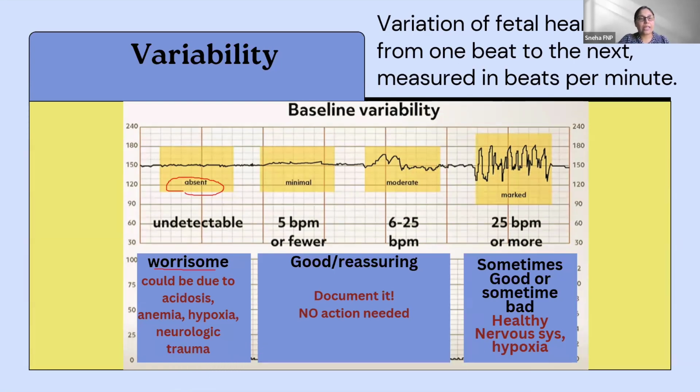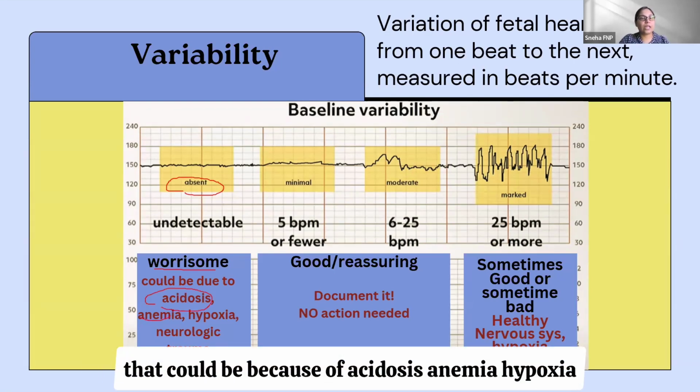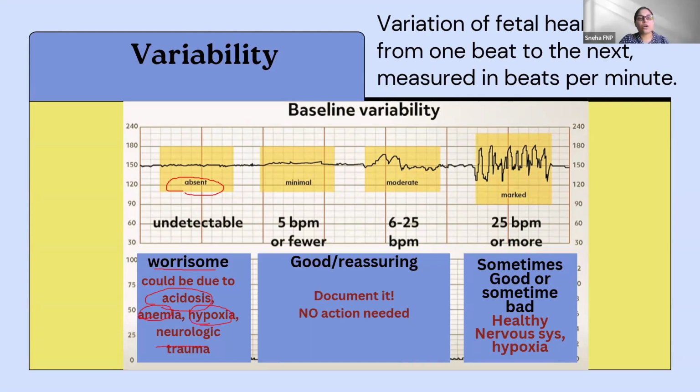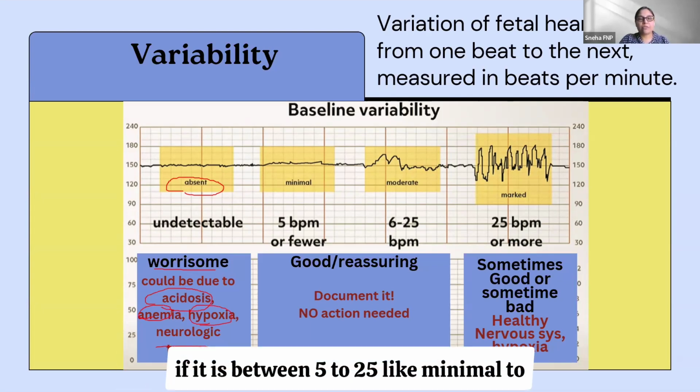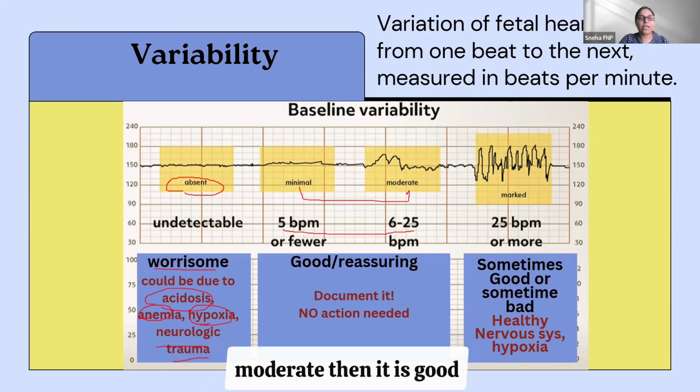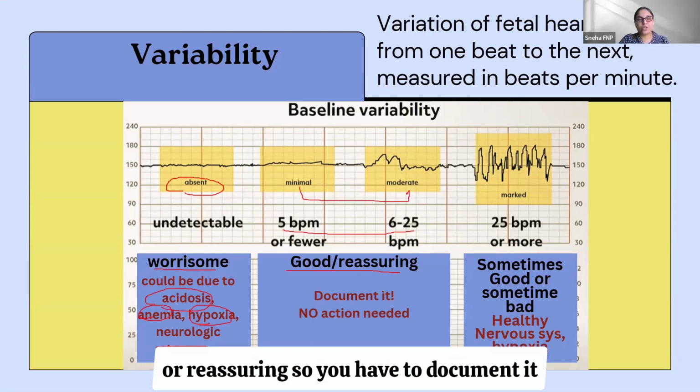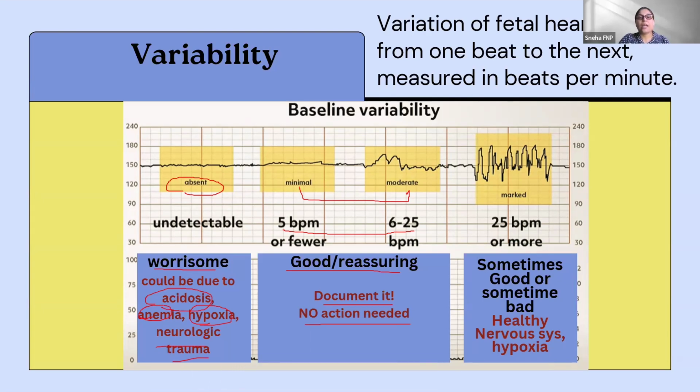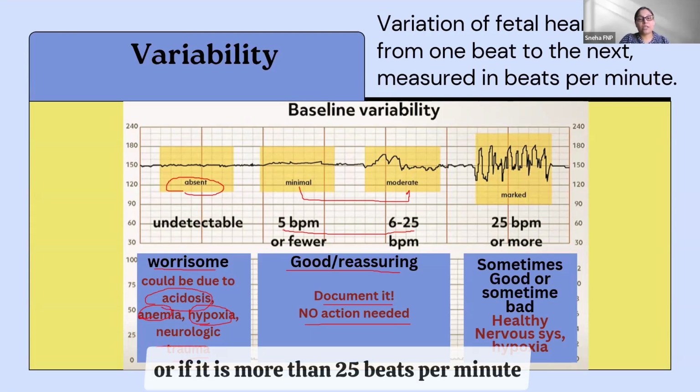It's concerning. That could be because of acidosis, anemia, hypoxia, or neurological trauma. If it is between 5 to 25, like minimal to moderate, then it is good or reassuring. So you have to document it. No actions are needed.